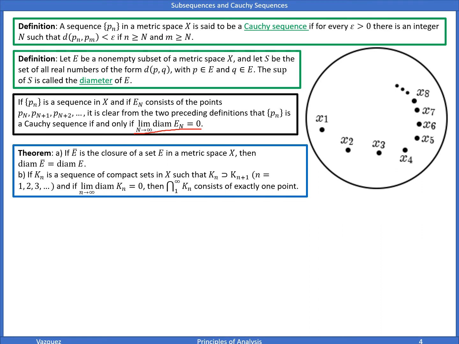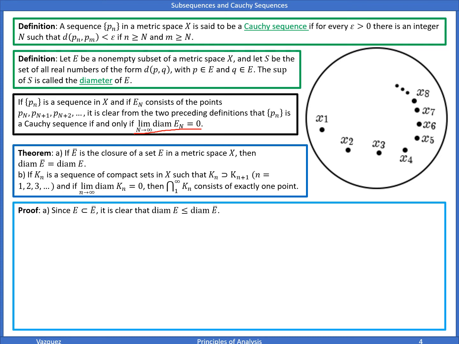Also, if K sub n is a sequence of compact sets in X, such that these compact sets are nested, and if the limit of the diameter of K sub n as n goes to infinity is 0, then the intersection of all these compact sets K sub n consists of exactly 1 point. And that should be pretty intuitively clear, although the proof may not be so easy. Shouldn't be too difficult either. Don't let me scare you.